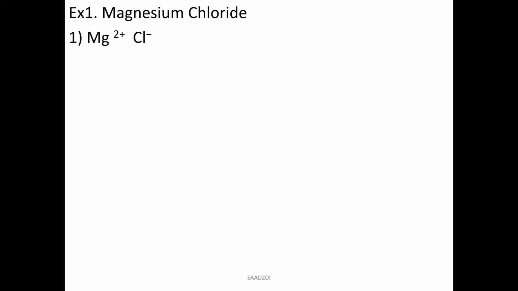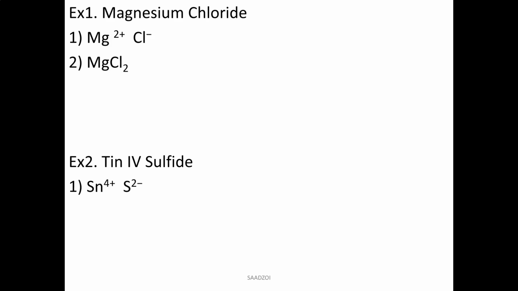Magnesium chloride. Magnesium is a positive 2 because it's group 2A. Remember, everything from the left side of the periodic table is a cation, and magnesium is group 2A, so it's positive 2. Chloride is group 7A, so it's a negative 1. So that's where I got the charges from the periodic table. Crisscross, can divide, can reduce, so you're done.